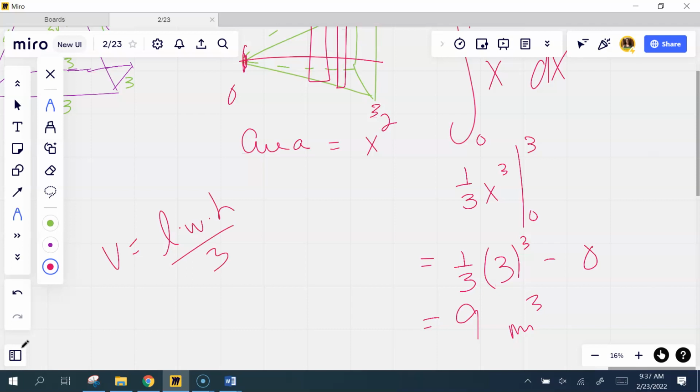What's the length of the pyramid? 3, 3, 3, right? 3 times 3 times 3 over 3. Shocker, it's the same thing. Isn't that cool though? We just used an integral to find the volume. So we didn't even need to use the integral. We could have just used the volume formula.